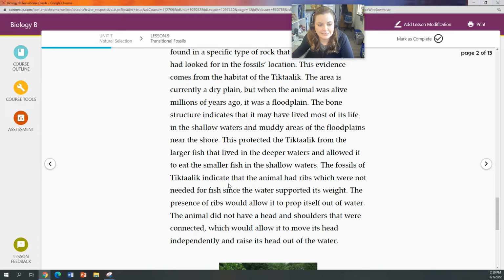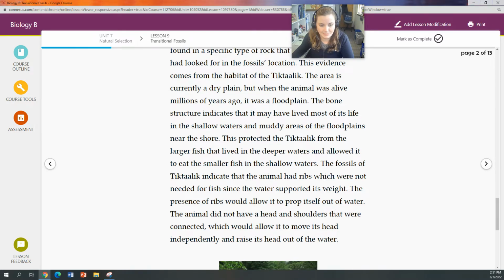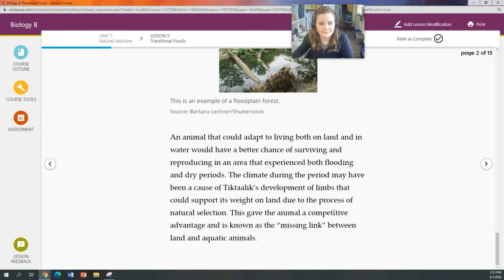The fossil of the Tiktaalik indicated that the animal had ribs which were not needed for fish since the water supported its weight. So again, it's transitional, meaning it has characteristics of both a land animal and an aquatic animal. And that's what makes it very, very important and very much an interesting discovery. These are like the missing links. You know, how do you get from one type of animal to another?